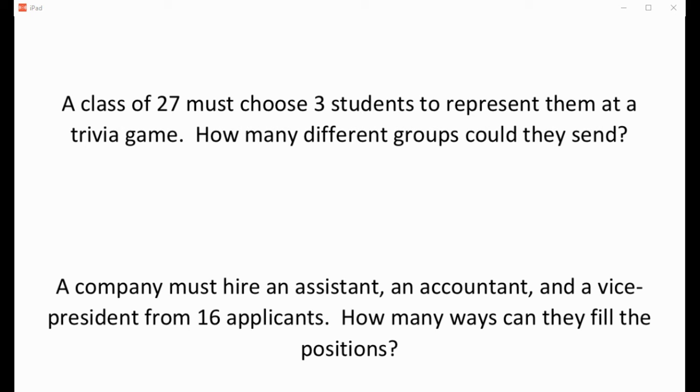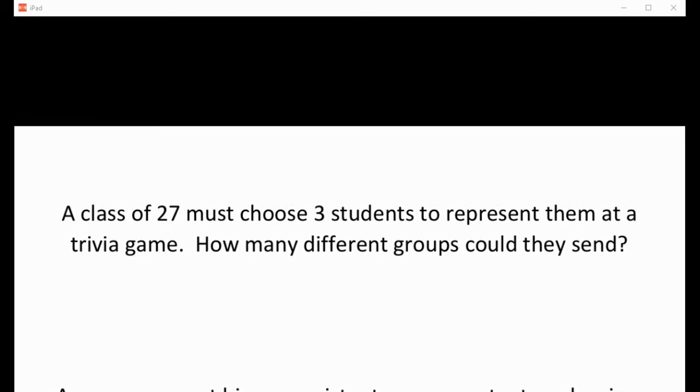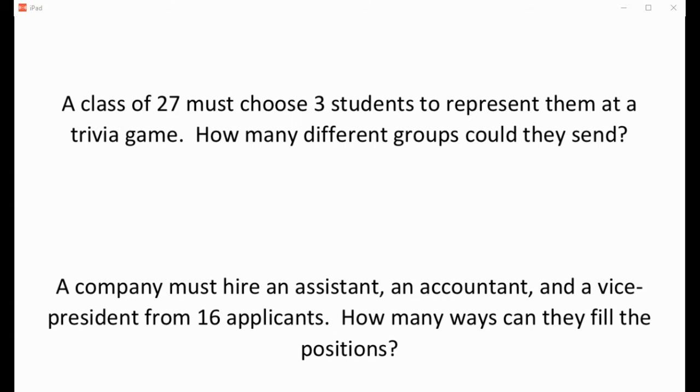Hey guys, so today we're going to talk about probability. The thing about probability is that it's like the chances that something will happen. What we've been doing is finding out the total number of possible outcomes.